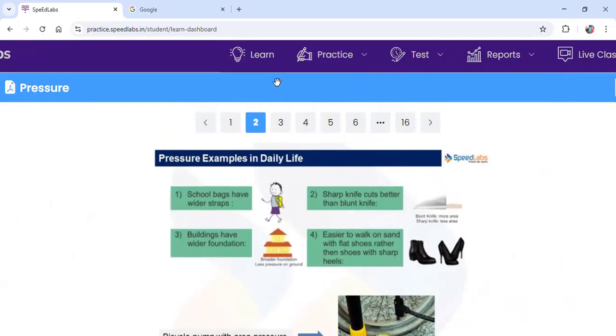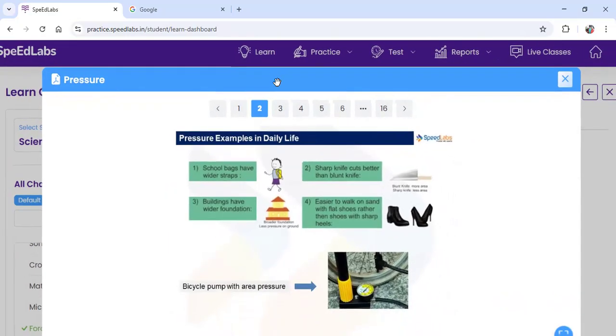Next, it is easier to walk on sand with flat soles rather than shoes with sharp heels. A sharp heel has a smaller area of cross section, children, so the pressure will be more. If you wear flat shoes, what happens? The area of cross section is more, which means the pressure exerted will be less. So it is easy to move.